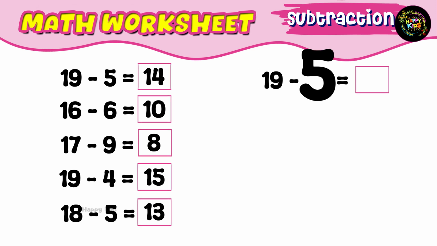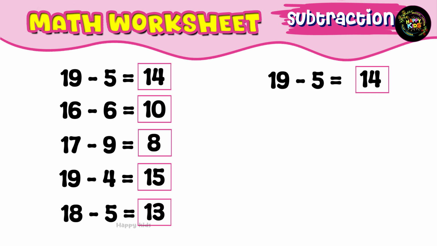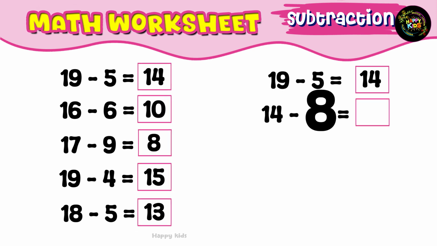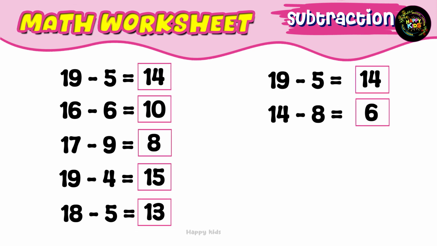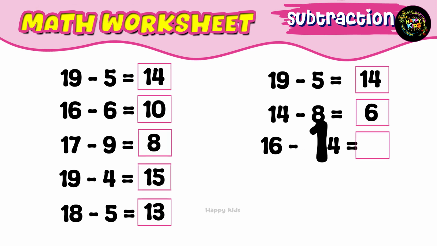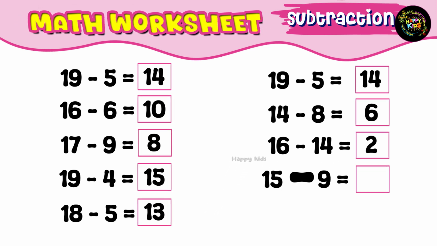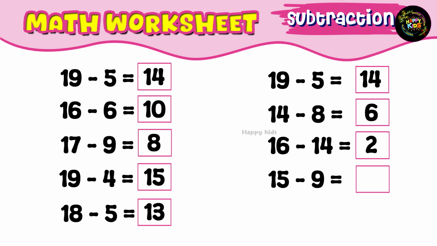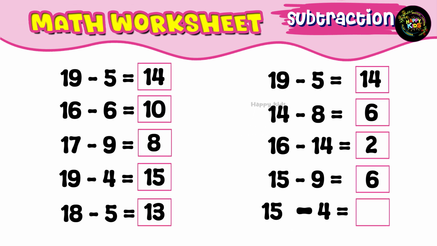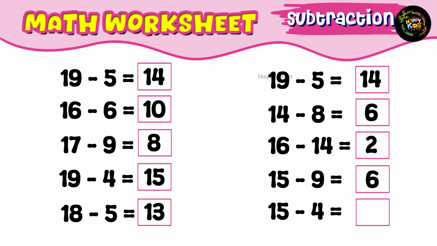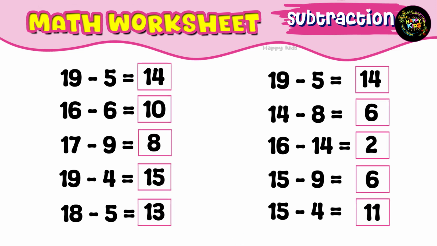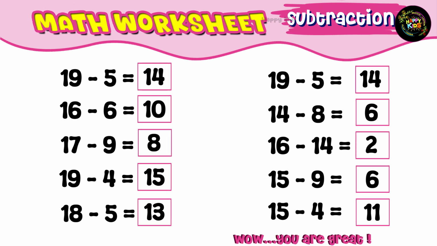19 minus 5 is equal to 14. 14 minus 8 is equal to 6. 16 minus 14 is equal to 2. 15 minus 9 is equal to 6. 15 minus 4 is equal to 11. Wow, you are great!